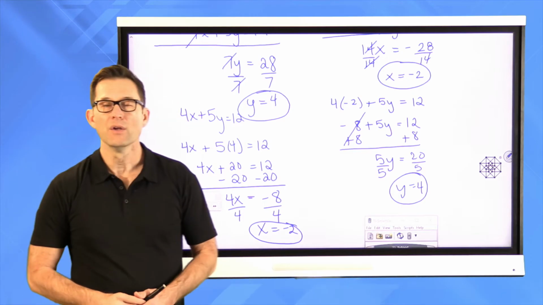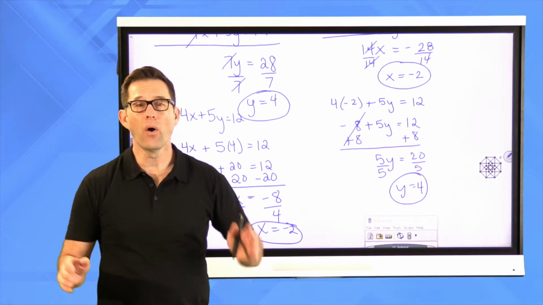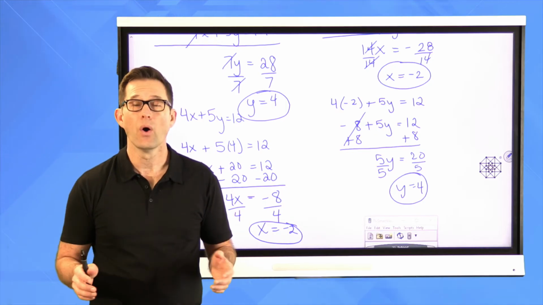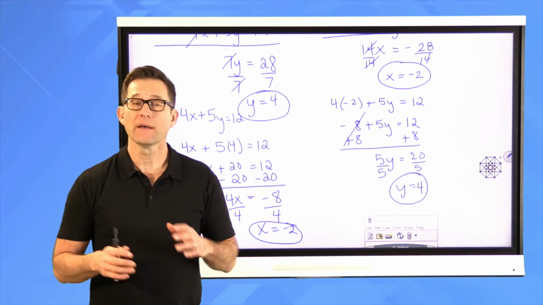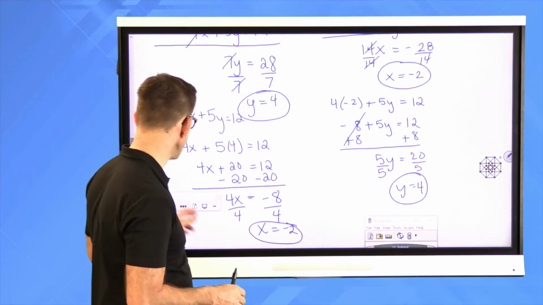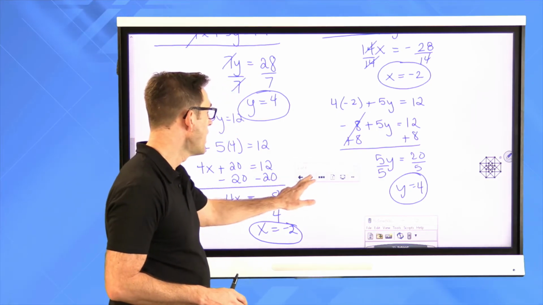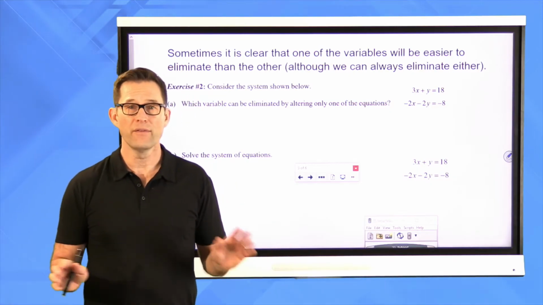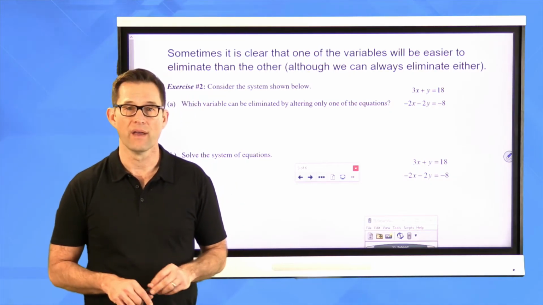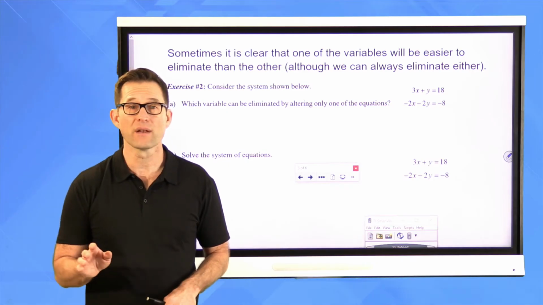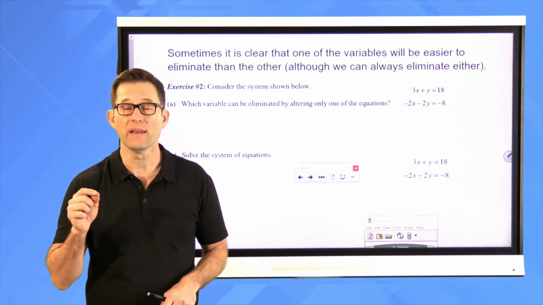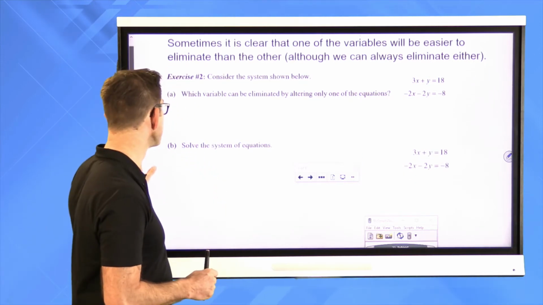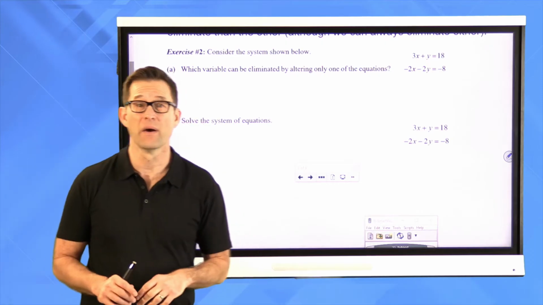All right? So it really doesn't matter. You can always manipulate either equation to eliminate one of the two variables. Now, sometimes it's easier than others to eliminate one or the other variable, and we're going to be playing around with that some today. So sometimes it's clear that one of the variables will be easier to eliminate than the other, although again, 100% of the time, we could eliminate either. It just can get very messy if we choose the wrong one. So we're going to practice on understanding which one is better to eliminate.